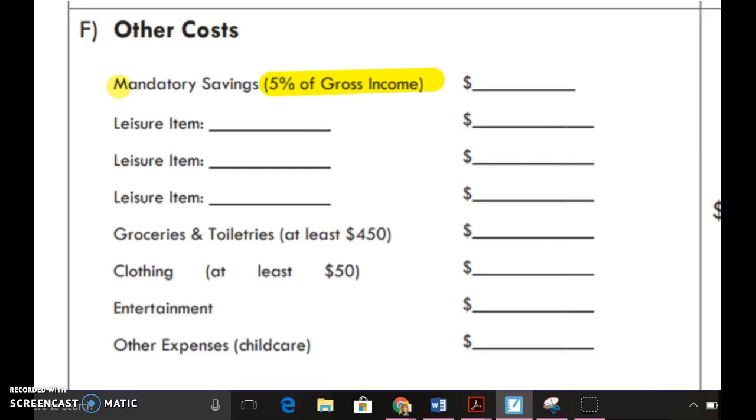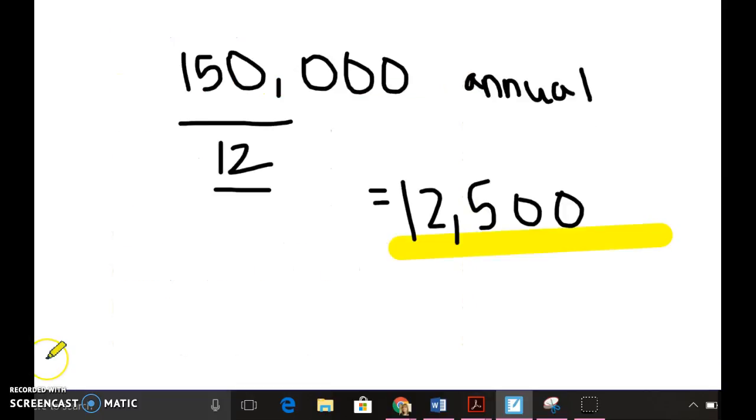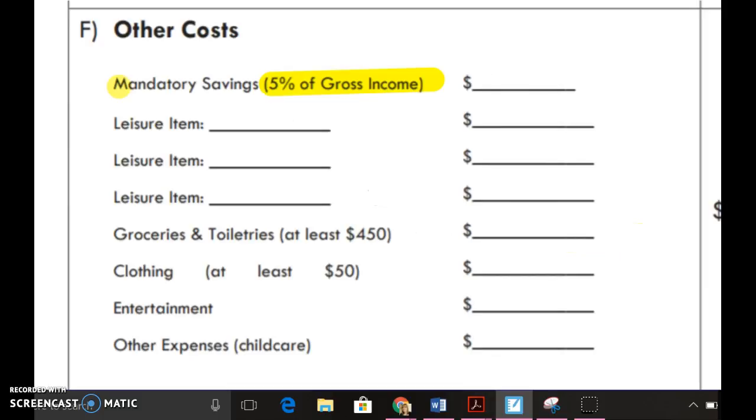My gross income for the month is $12,500. So that's what I'm going to use as an example. If I had to find my gross income, I'm going to change to a pen here. I've already done 150,000 divided by 12, and this is what I got. That's my gross. And I need to find 5% of that to save.